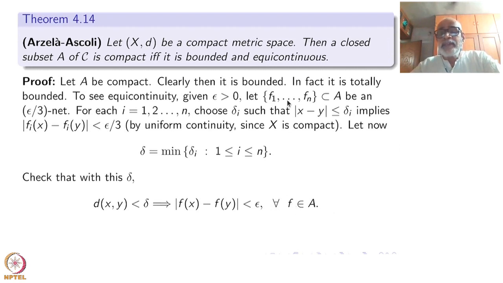So, from the finite set to the whole of A, the link is that this finite set is an epsilon by 3 net. That comes from total boundedness. All right.